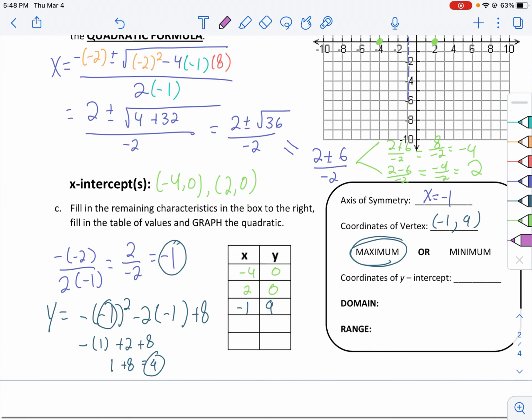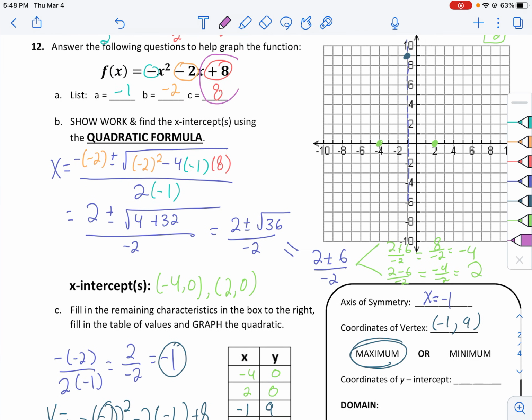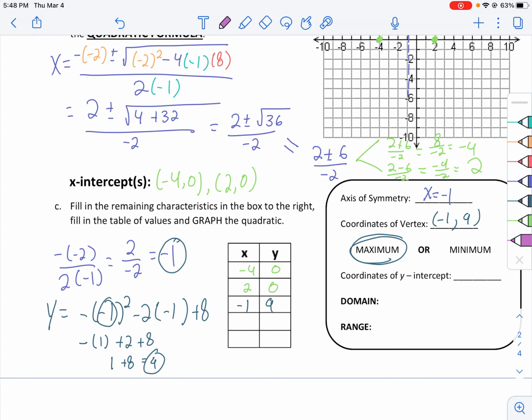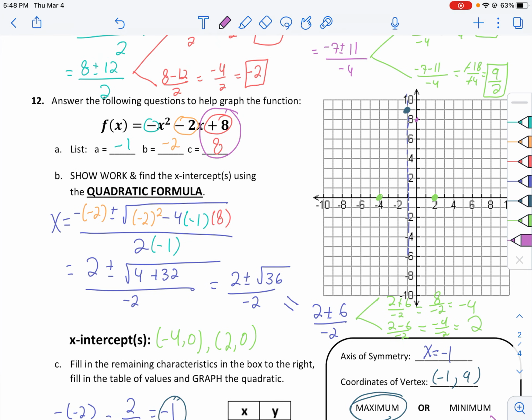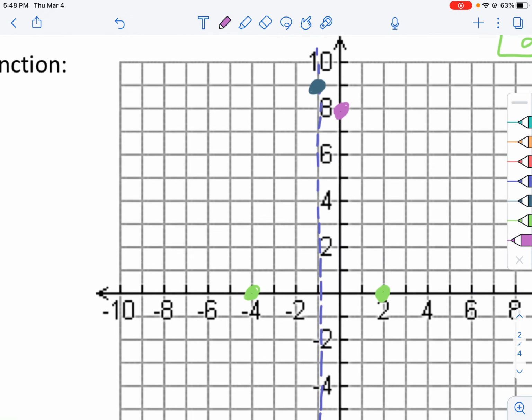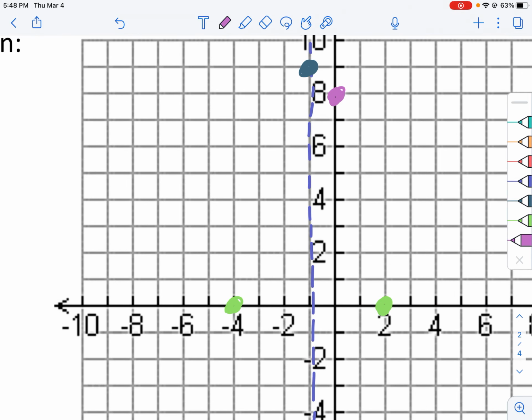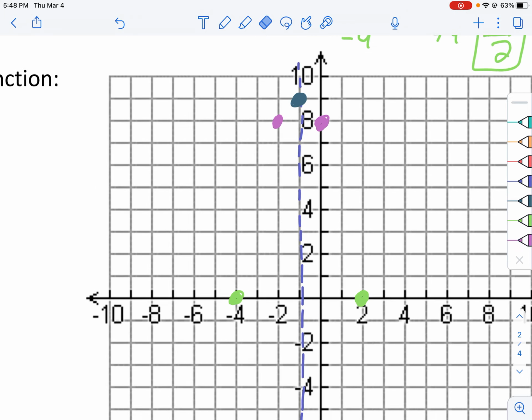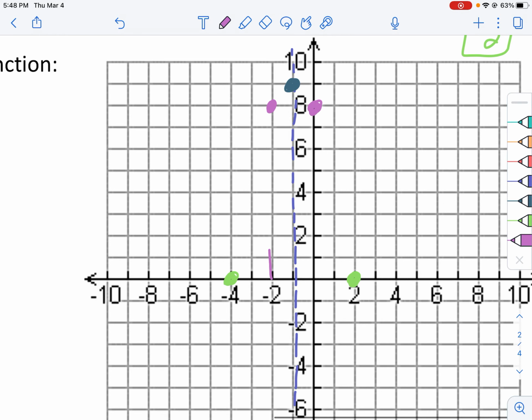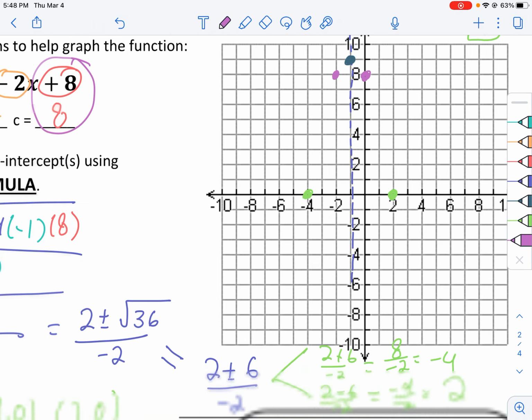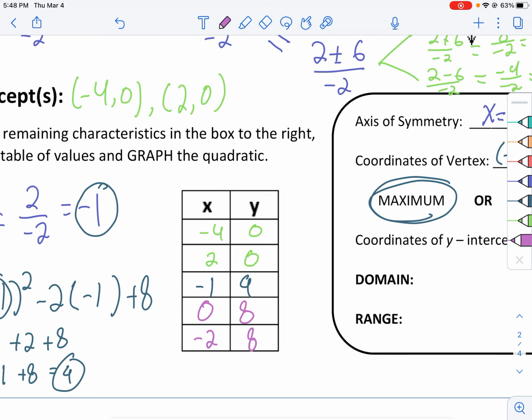The coordinate of the y-intercept, hopefully you remember this, right? It's our c value. C value is 8. So it would be 0, 8. And we can add that to our table, 0, 8, and then plot it on the graph. And then to find that very last point, you just reflect that y-intercept across the axis of symmetry. So 1 away, we reflect it over 1, which puts us right here. And there's the graph. So that last point in the table is negative 2, positive 8.